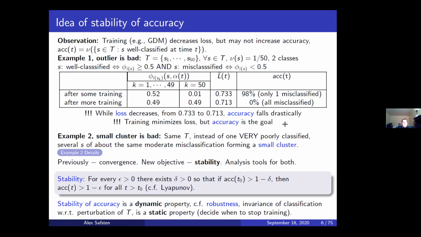And we should note that stability is a dynamic property. I should say stability of accuracy. The type of stability that we are discussing today is a dynamic property, as opposed to other types of stability, also called robustness, which are static properties. And the main use of stability is that it helps us decide when we will be able to stop training, when we can say, okay, our neural network is done, it is trained enough and ready for use.